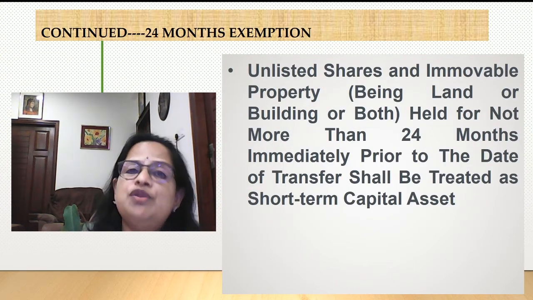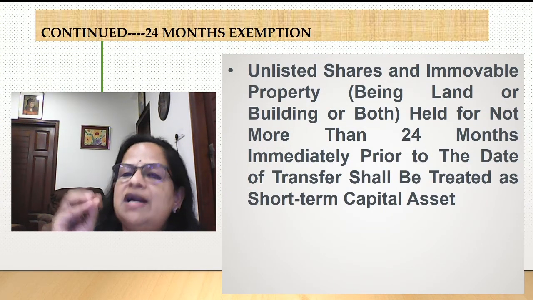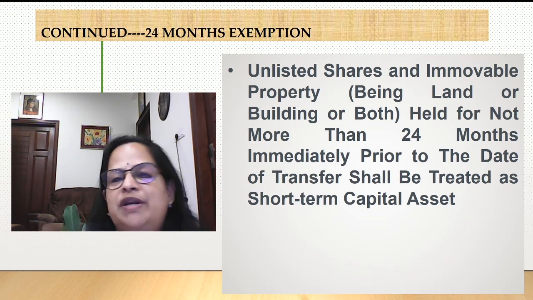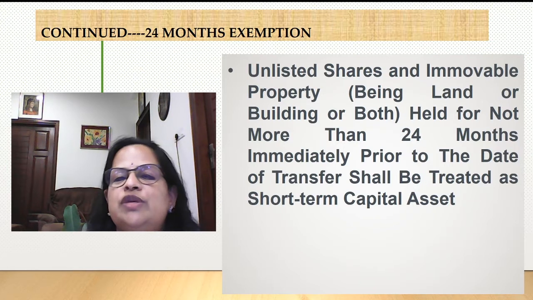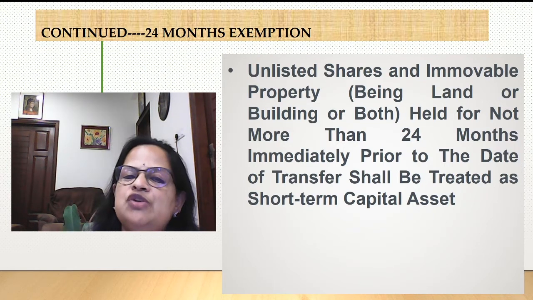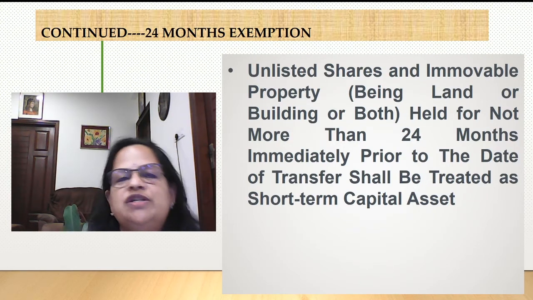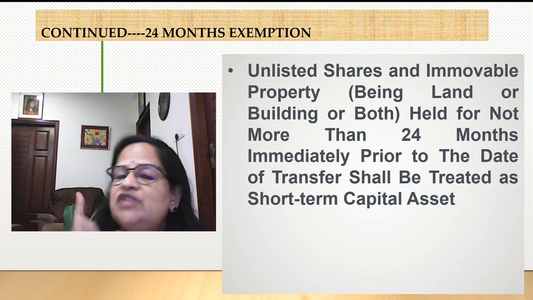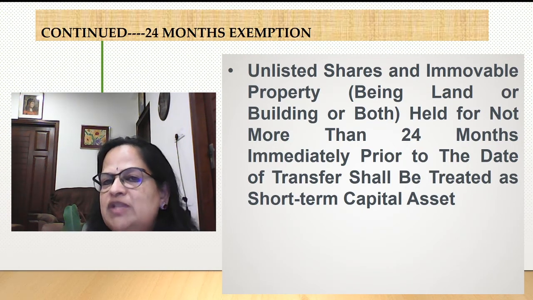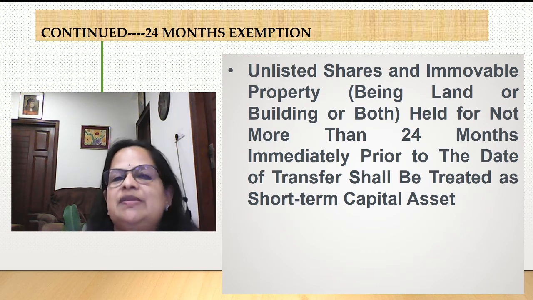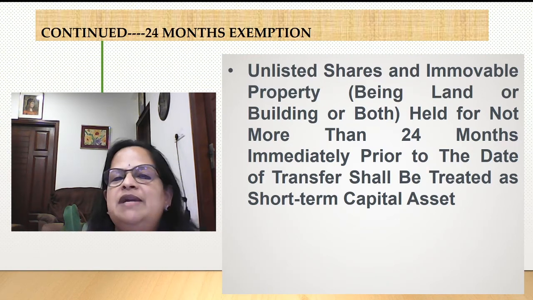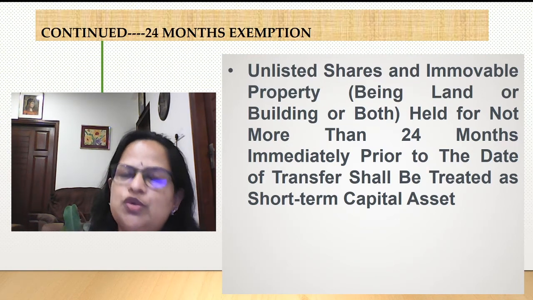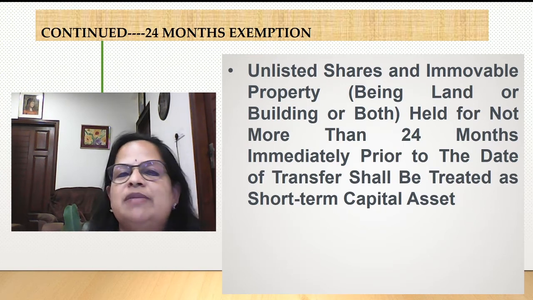Now, the 24 months exemption is there, that is unlisted shares and immovable property, being land or building or both, held for not more than 24 months immediately prior to the date of transfer, shall be treated as short-term capital asset. So listed securities, we have seen it's 12 months, but if it's unlisted shares, it is 24 months, or immovable property, either land or building or land and building. Then the period of holding is only 24 months to consider it as short-term capital asset.